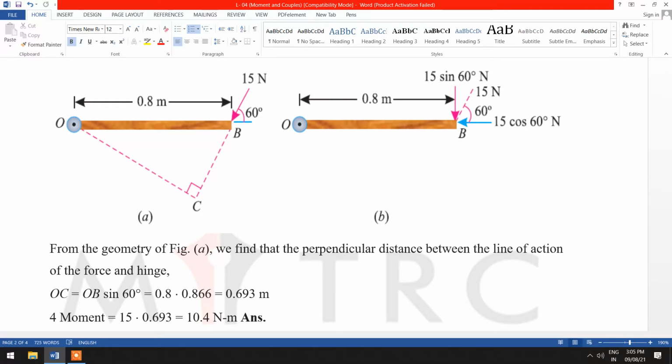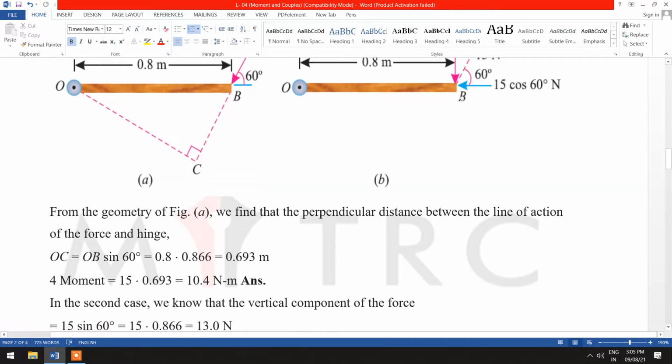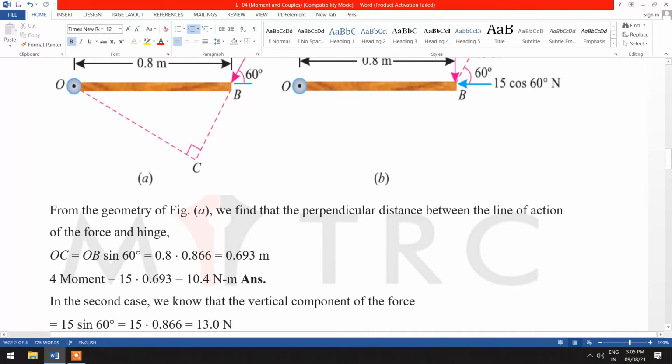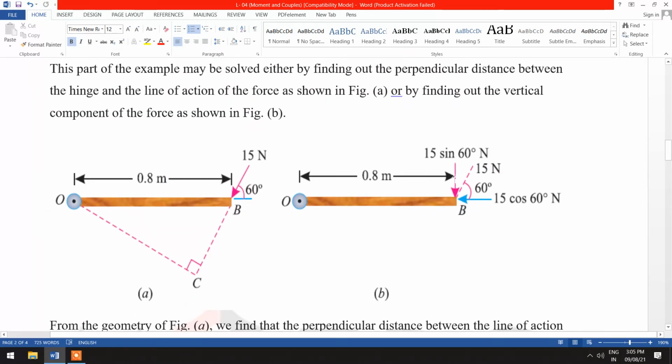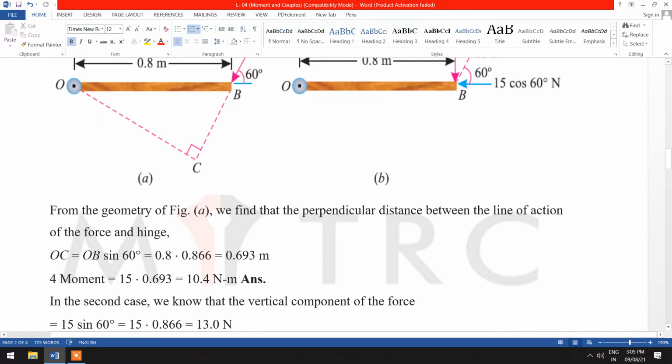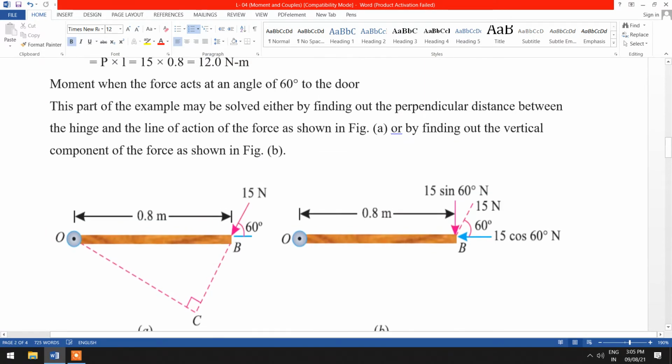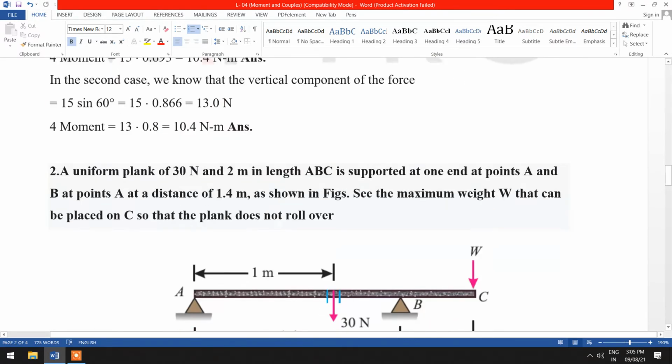So along the vertical component we have to find the moment, because we only have to consider the perpendicular force and the length. So when the force is acting at 60 degrees, we can write 15 sin 60 degrees into 0.8. After calculating this value, we will get the moment, which is equal to 10.4 Newton meter. Based on this, we will do another numerical.